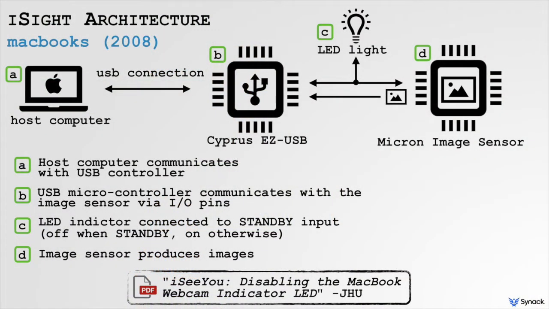Now, nothing is impossible. It turns out that older versions of Macs were susceptible to an attack that allowed an attacker to turn off the LED indicator light from user mode via software, which is really not ideal. This research came out of Johns Hopkins, and they wrote a great paper called ICU, Disabling the MacBook Webcam Indicator LED. They first described the architecture of the device, and here we can see there's basically four parts. There's a host computer, which talks to a USB controller. The USB controller is a Cypress EZ-USB, and this is just a microcontroller that communicates with an image sensor, which is what is actually capturing the images from the webcam, via I/O pins. And then we can see there's this LED indicator light that's directly attached via hardware to one of these input pins.